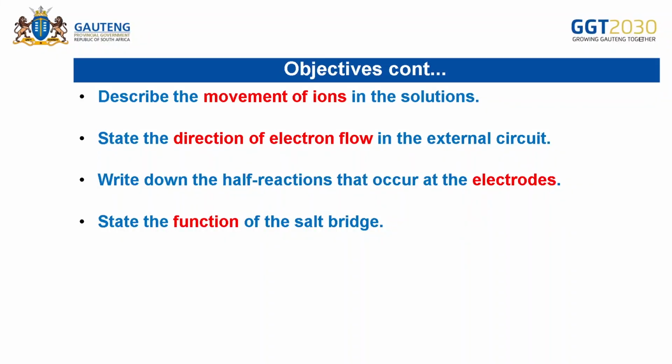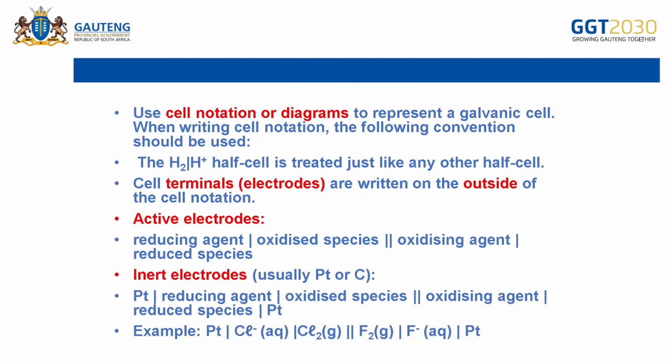Then we'll be looking at the relationship between what is happening on the battery and what is happening with the potential difference. These are the objectives of this lesson: describe the movement, state the direction of the electron flow, half reactions, and state the function of a salt bridge. These are some of the questions you'll be getting, but I want to go and extract the question paper so you can see the types of questions we normally ask. I assume you have dealt with all of these things: the galvanic cell, that it's also exothermic, and the types of metals involved.